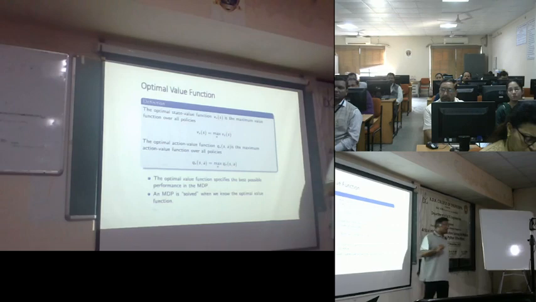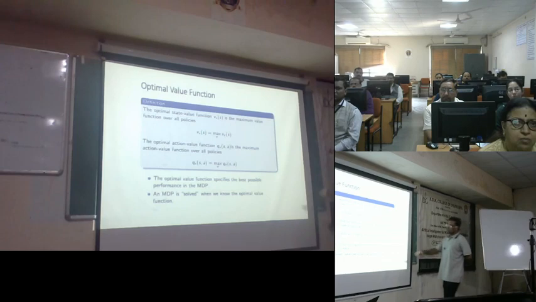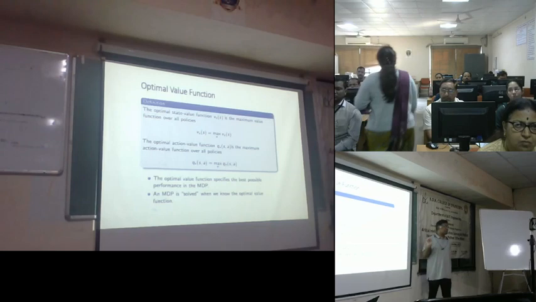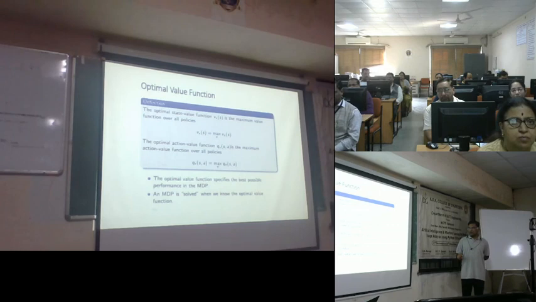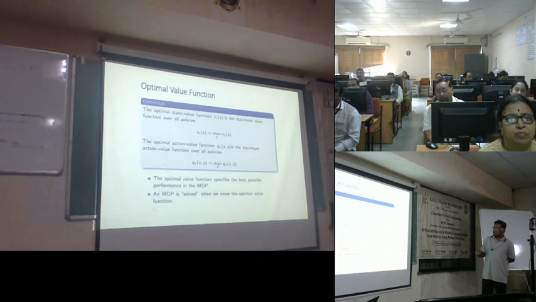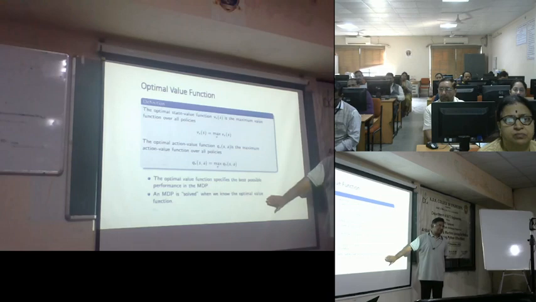Okay. So similarly, the optimum value of state action is the maximum action value over all policies. Right. So the optimal value function specifies the best possible performance in the MDP. And the MDP, Markov decision process, is solved when we know the optimal value. Okay, so this is our assumption. Based on this assumption, we are trying to solve this.